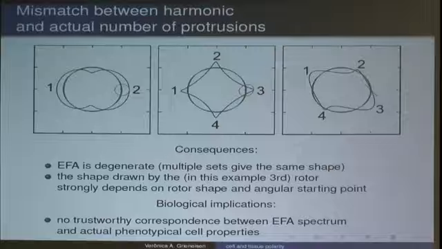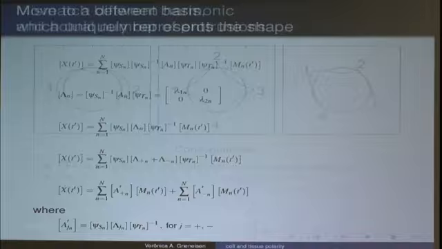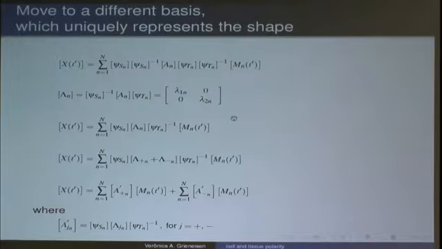So the elliptic Fourier analysis is degenerate. We can see this in this case. And the biological problem is that we don't have this trustworthy correspondence between the FAs and the actual phenotype. So what we did, we just moved to a different basis which uniquely represents that shape, and something where we also have a perfect match to what we would call a lobe.